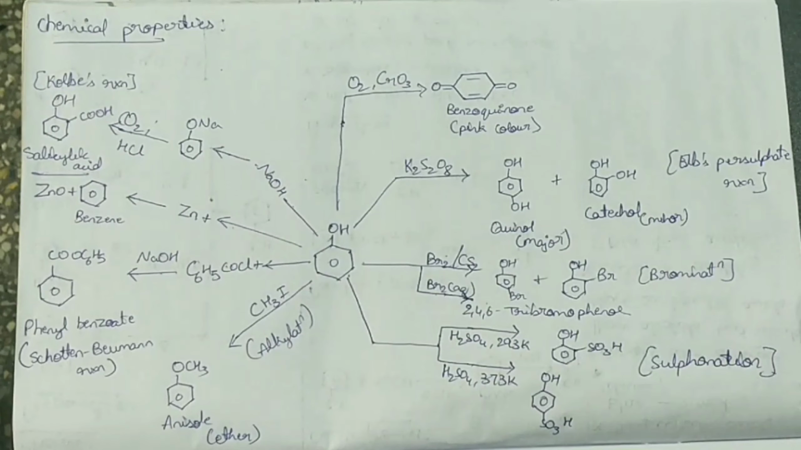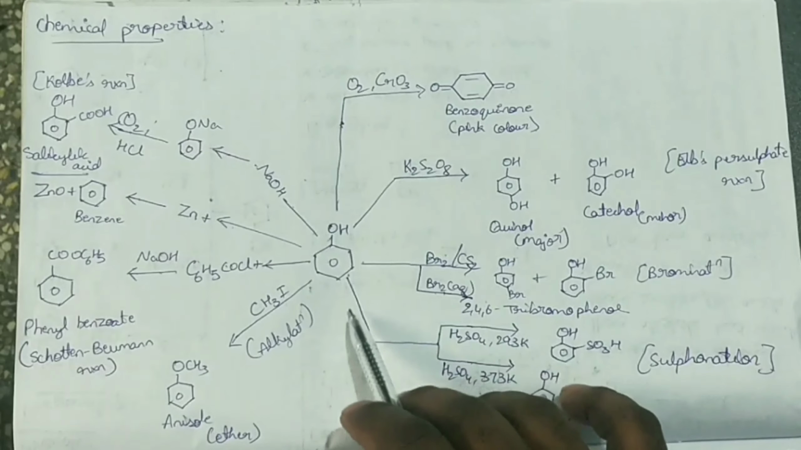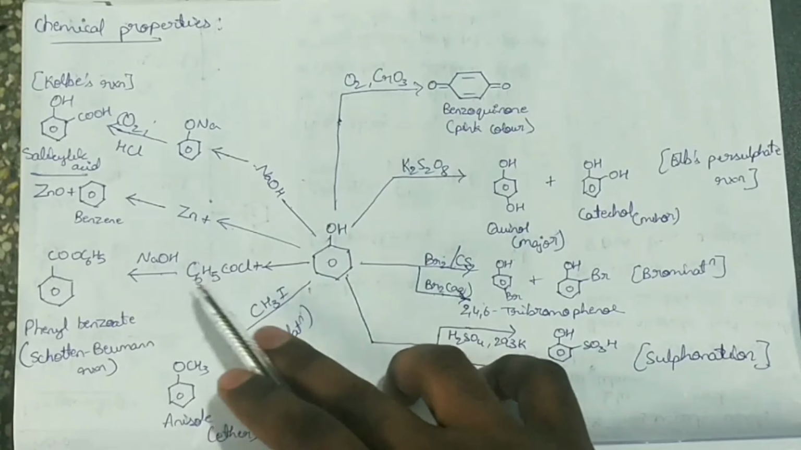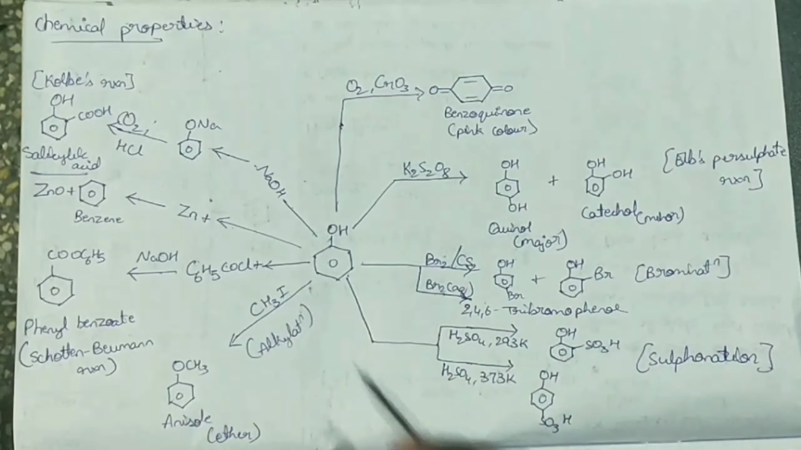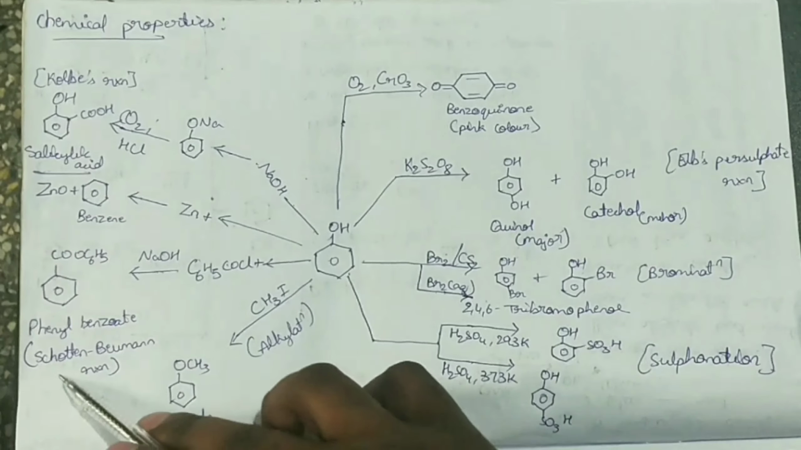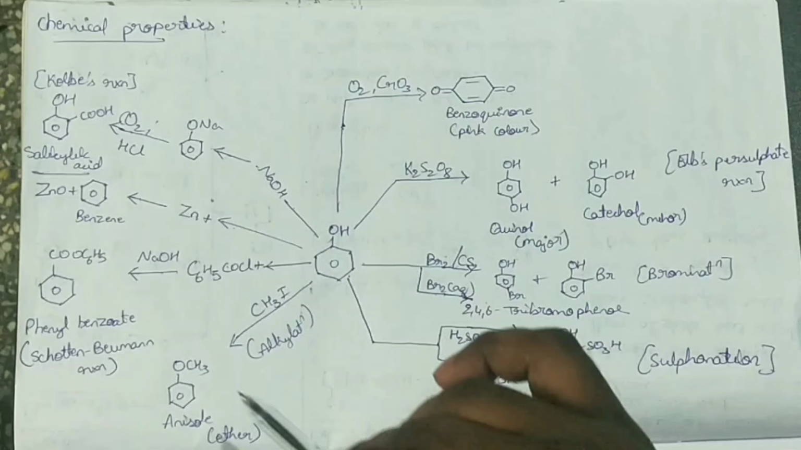Next, we shall look into the chemical properties or some of the reactions of phenol. So, phenol reacting with an alkyl iodide gives an anisole. Next, phenol reacting with benzoyl chloride in the presence of NaOH gives phenyl benzoate, and this reaction is also called the Schotten-Baumann reaction.